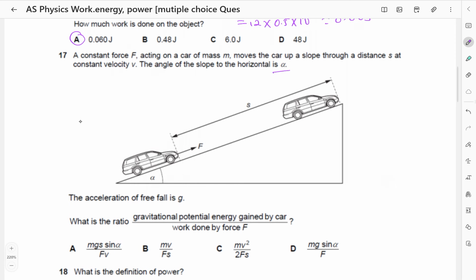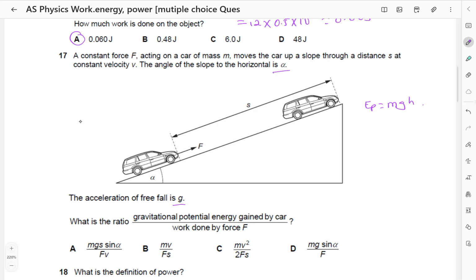The acceleration of free fall is g. What is the ratio of gravitational potential energy gained by the car over work done by force F? Okay, so we want the ratio of gravitational potential energy gained by the car. So potential energy is going to be mgh.